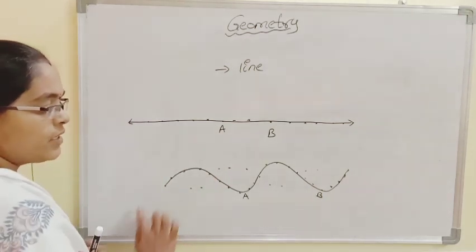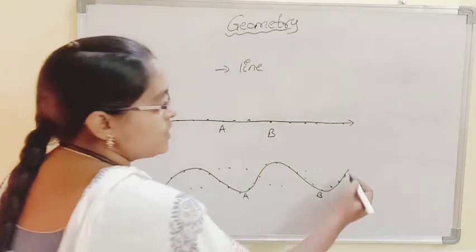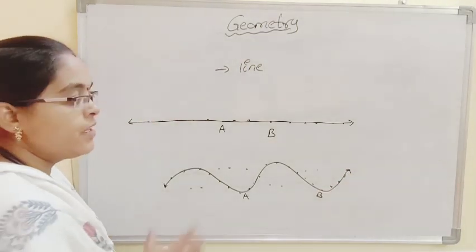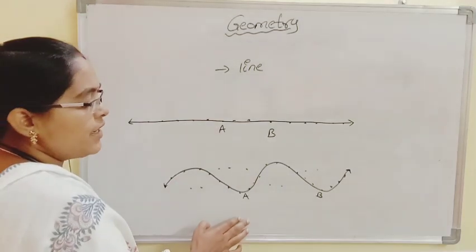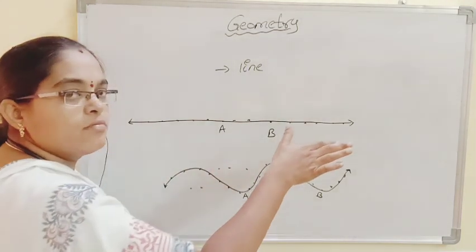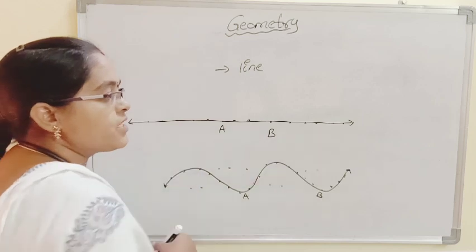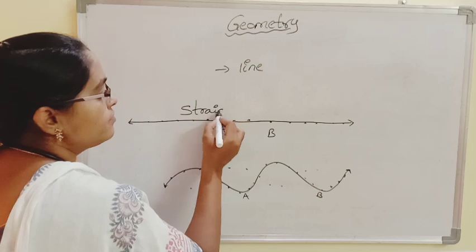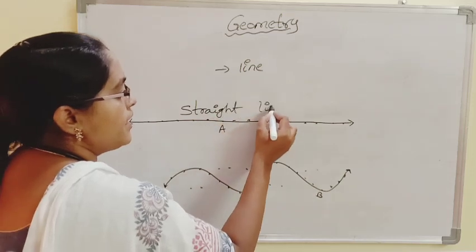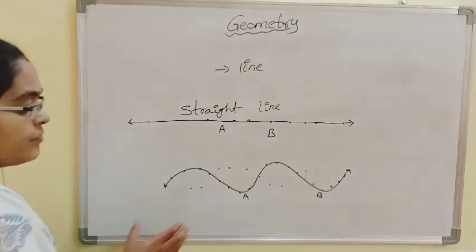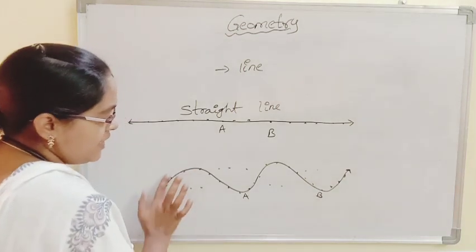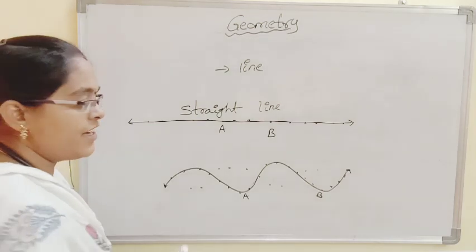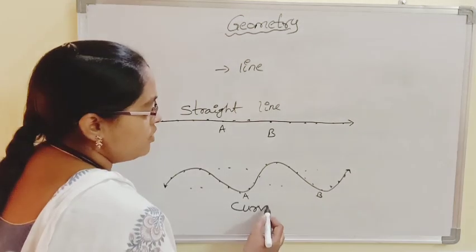Now see here, this is also a line. To show its continuity we use arrow marks at the ends. So what is the difference between these two lines? This line is going in a straight way. That's why we are calling this line a straight line. And this line is changing its direction. See here, the direction is changing. So the line which changes its direction is called a curved line.